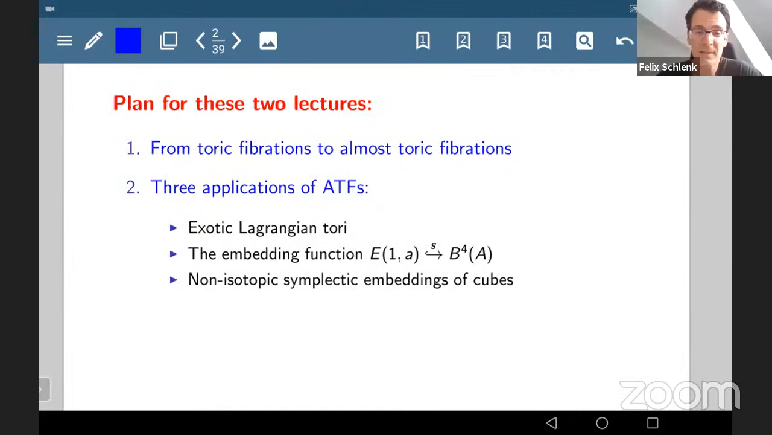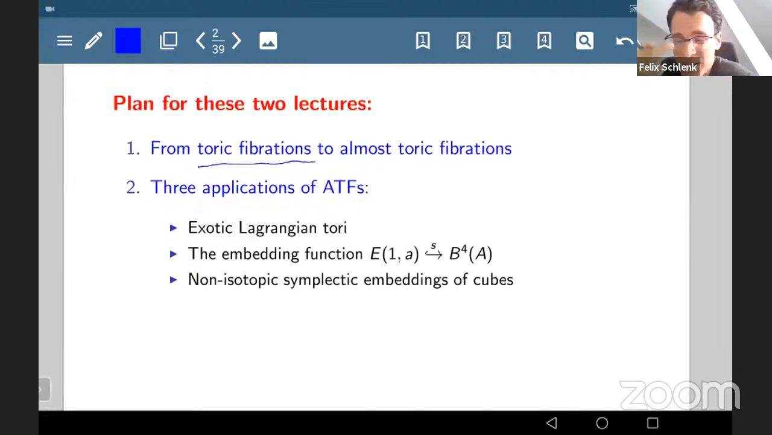So I did some stuff before on this, but I tried to arrange it and do it a bit more understandably. So the plan is, I have these two lectures, and the plan is to first say what toric fibrations are when you add the almost. So the toric we already got presented so nicely by Joey, and I want to get something less rigid.